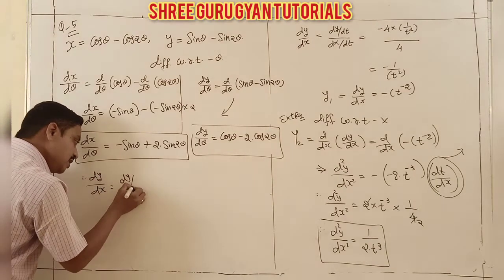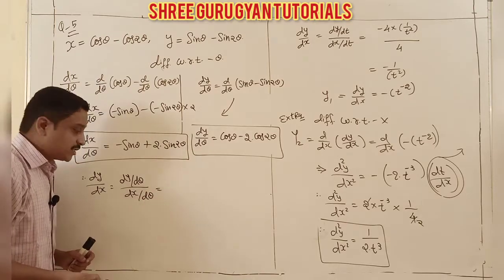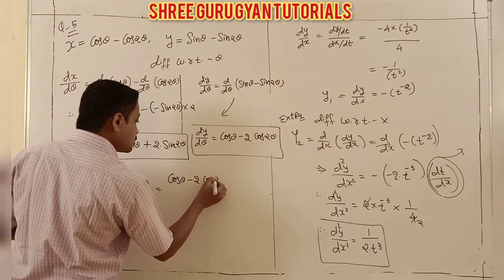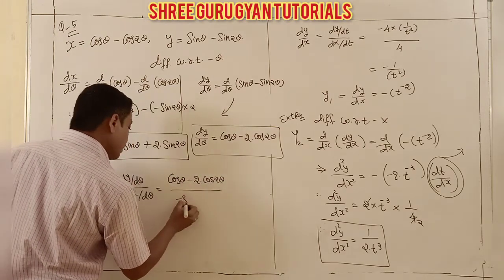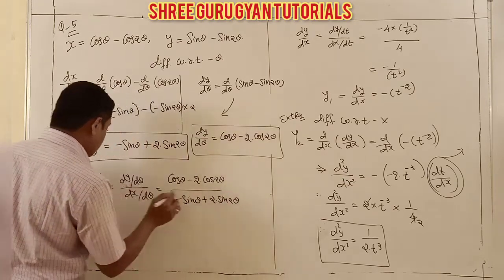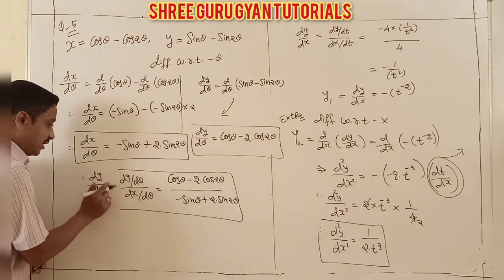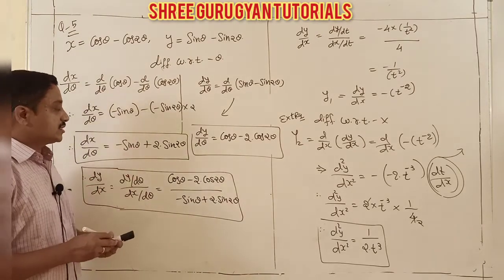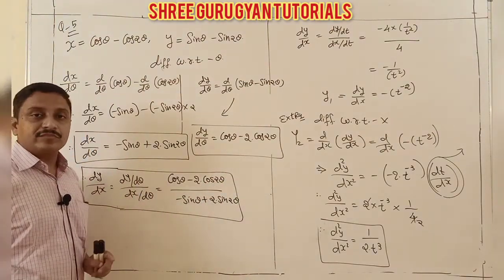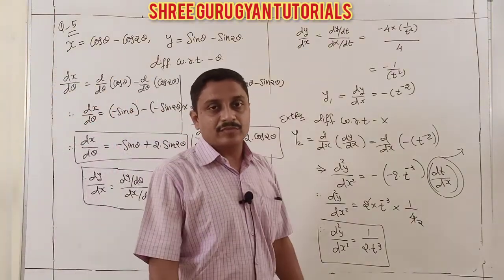It is dy by d theta upon dx by d theta. It's a very simple process. So cos theta minus 2 cos 2 theta upon minus sin theta plus 2 sin 2 theta, and you have nothing to calculate. That is the last one, and here your final answer is done, students, because dy by d theta is ready, cos theta minus 2 cos 2 theta, and this also ready. Further explanation I am not doing, that is the last.